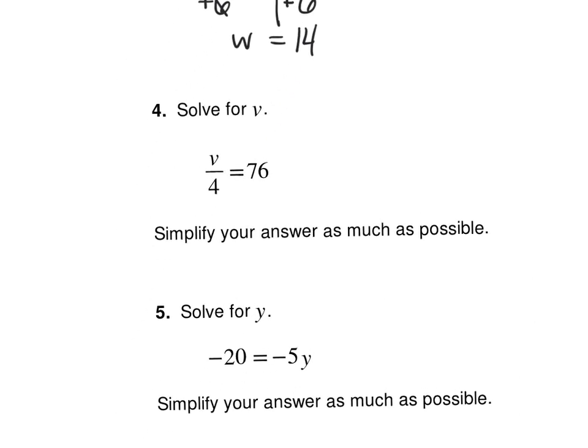Problem 4, same one-step equation, but we're solving for v now. We have v divided by 4 equals 76. We are going to multiply both sides by 4 because our inverse operation of division is multiplication. Multiply by 4, our 4 is canceled, and you're left with v equals 304. Remember, you do get to use calculators on this test.